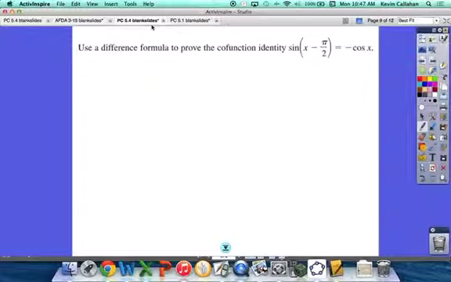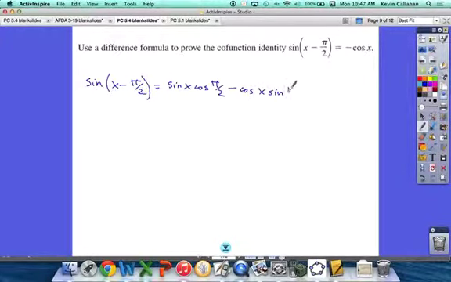Okay, so now we're gonna try to use the difference formula to show that the sine of x minus pi over 2 does equal negative cosine x. So you've got to use the difference formula for sine, right? Which would be sine of the first angle, cosine of the second, and it's a difference, so that would make it a minus, cosine of the first angle, sine of the second.